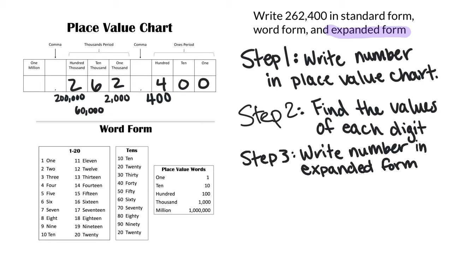Our last step is to finally write the number in expanded form. We have 200,000 plus 60,000 plus 2,000 plus 400. So our number in expanded form is 200,000 plus 60,000 plus 2,000 plus 400.